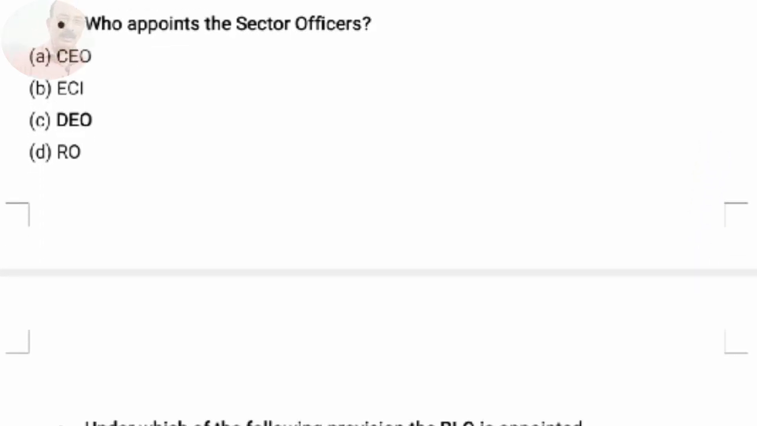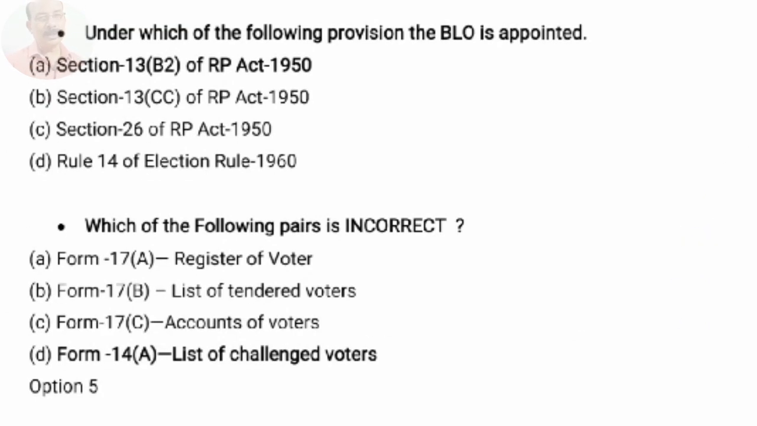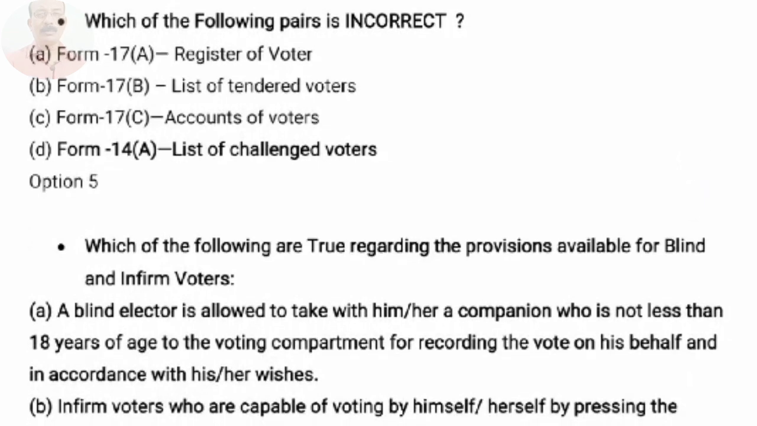Who appoints the sector officer? DEO, District Election Officer. Under which of the following provisions is the BLO appointed? Section 13B2 of RP Act 1950. Which of the following pairs is incorrect? Form 14A, list of challenged votes.